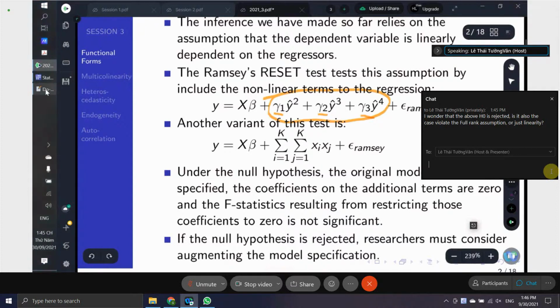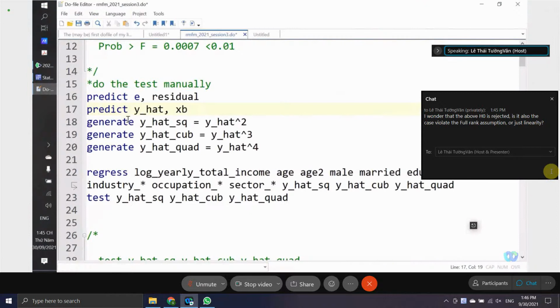Now, I follow this manually. First, I predict. I generate yhat square equal to yhat squared, yhat cube, and yhat quad. And I run this regression, right? Now, my question is, if I want to test yhat square, yhat cube, and yhat quad, what should I do? That's the question. What should I do? And I want to continue with Mr. Phan Huy Thắng. What should I type here?